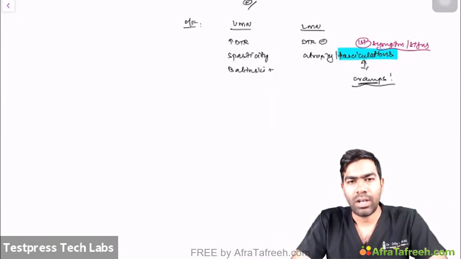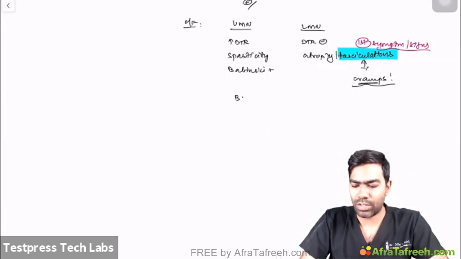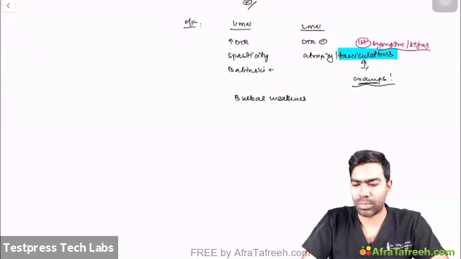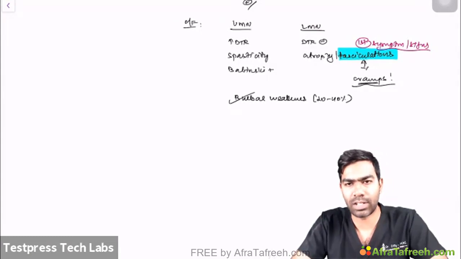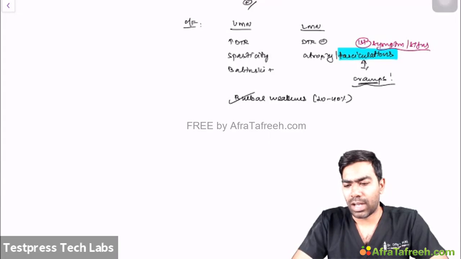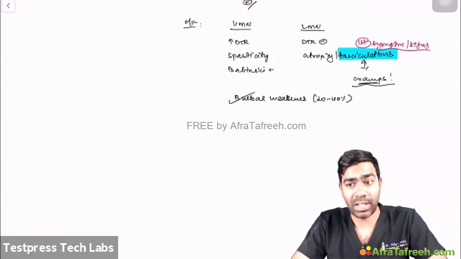Clear? And bulbar weakness is extremely common in the majority of these patients. Typically, bulbar weakness is seen in approximately 20 to 40% of individuals, but almost half of the patients will exhibit some form of bulbar weakness. Clear? And this can be seen in the same limb also.